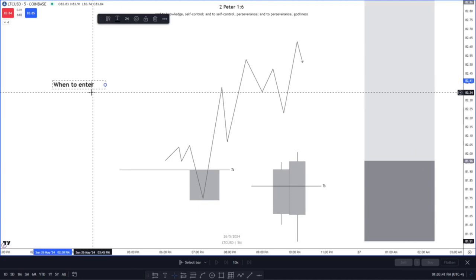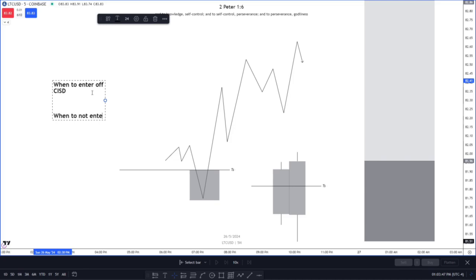When to enter off CISD, when to not enter off CISD. When to enter off CISD? When it closes slightly above the down close candle. I'm going to be talking in bullish scenarios. Everything is just flip vice versa.